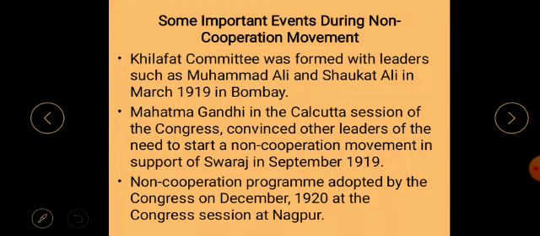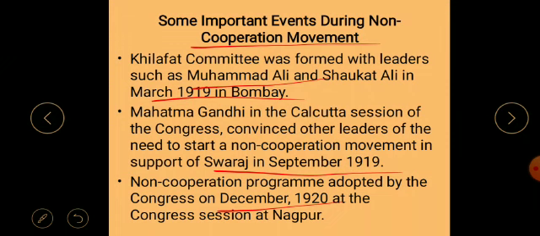Then some important events which took place during the non-cooperation movement were: the Khilafat Committee was formed with leaders such as Muhammad Ali and Shaukat Ali in March 1919 in Bombay. Then Mahatma Gandhi, in the Calcutta session of the Congress, convinced the leaders of the need to start a non-cooperation movement in support of Swaraj in September 1920. The non-cooperation movement was adopted by the Congress in December 1920 at the Congress session at Nagpur.